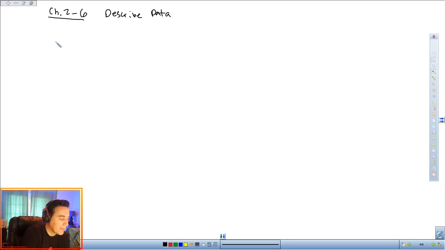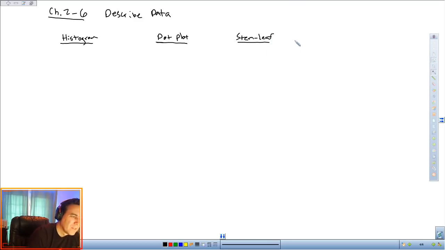I think you're going to get a describe data question. I think one of the parts on the FRQ will be, hey, what does this look like? They might give you a histogram, a dot plot. We've had these on all the practice ones. They could give you a stem leaf, which is just like a sideways histogram. They could give you a box plot, which they did do on one of the problems.